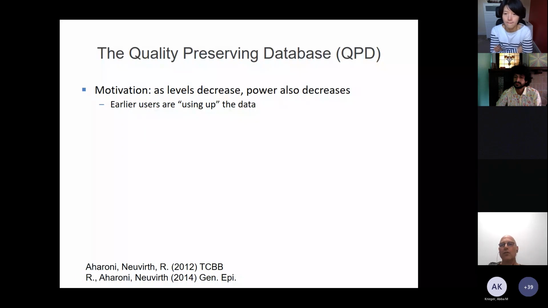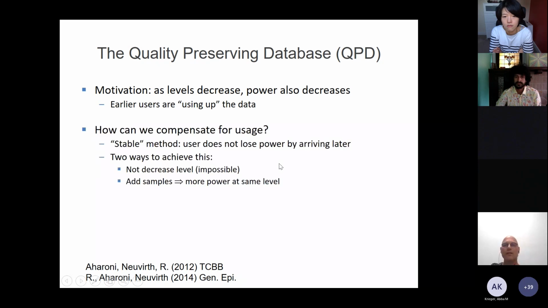Okay. So the basic notion I want to present to you is one we developed before the JRSS paper, this idea of a quality preserving database. The motivation we had is that in this public database use, if we use something like alpha-spending, then the levels have to decrease as more and more tests come, because the series has to converge and sum to less than alpha. And as levels decrease, naturally power also decreases. So if I want to do the same test today at level 0.01 or in a week at level 1/1000, then I would have lower power. And in some sense, we can think of earlier users as using up, wasting the data for the later users.